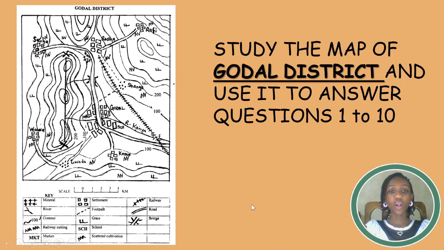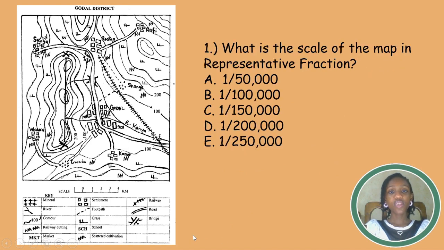Study the map of Godal district and use it to answer questions 1 to 10. What is the scale of the map in representative fraction? Now representative fraction can be written in ratio form or fraction as we see in the options above. The map scale we see at the bottom of the map for Godal district is a linear or a bar scale. So we need to convert it to representative fraction, RF.